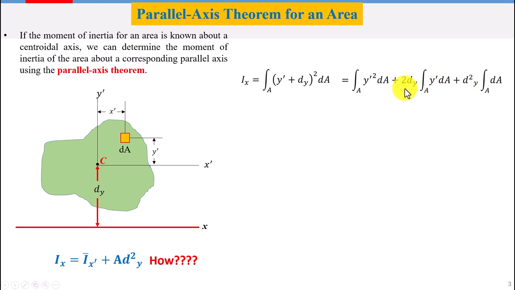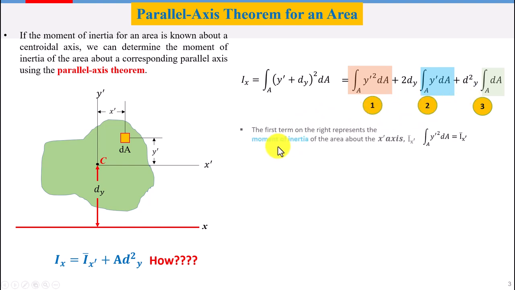Okay, so we have this integral term, and also we have here a second integral term, and we have also a third integral term. Okay? Well, the first term, if you look at it carefully, is y prime square times dA, therefore, integral over the area, therefore, this is the moment of inertia of this shape about its centroidal axis, x prime. Therefore, this can be written as I x prime bar. Okay? Simple.